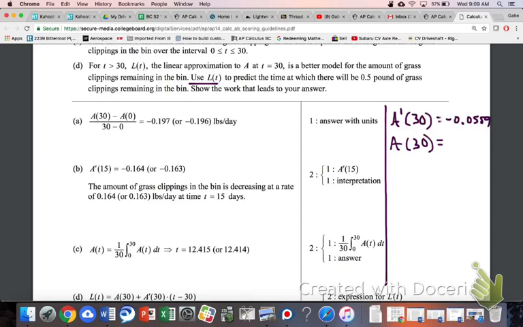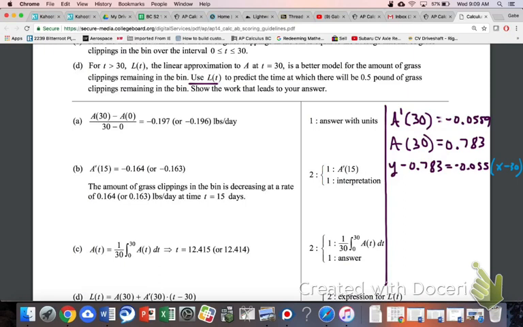0.783. Alexander? Okay. So 0.783. So then your tangent line, if you want to write it with y's and x's, you could say y minus 0.783 equals the negative 0.0559 times x minus 30. Is that showing up? Yeah.